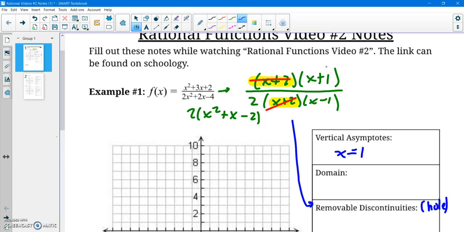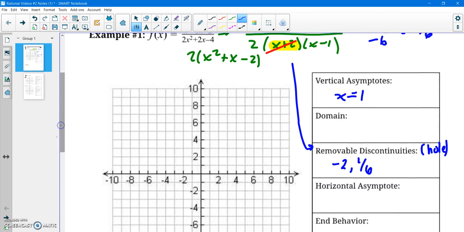Okay? So that hole happens at x equals -2, because that's where x plus 2 would be 0. And we can figure out the y coordinate by plugging in x equals -2. So I plug in x equals -2, I get -1 on top, and on bottom I get 2 times -3, which would be -6. So it happens at (-2, 1/6). I have a hole in my graph, just a hole sitting there. I'm going to graph that real quick. So at (-2, 1/6), I have a hole.